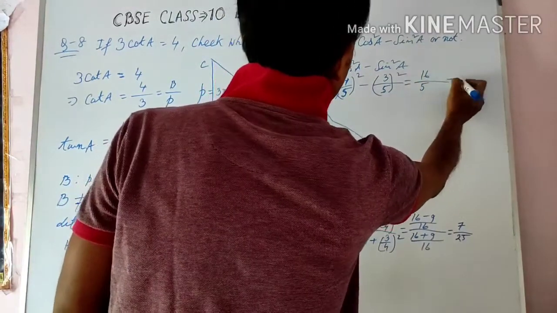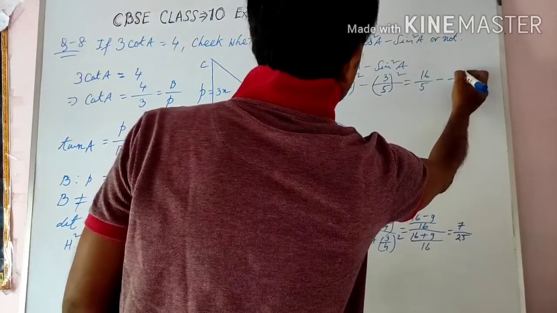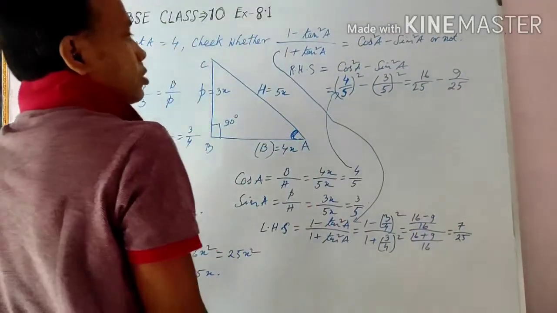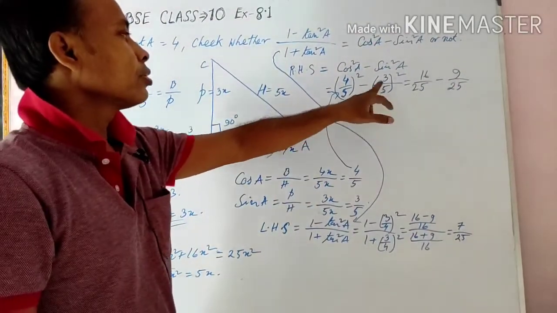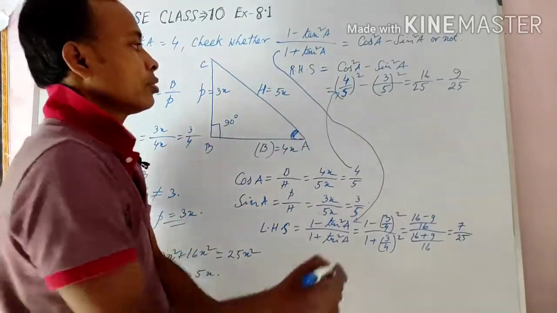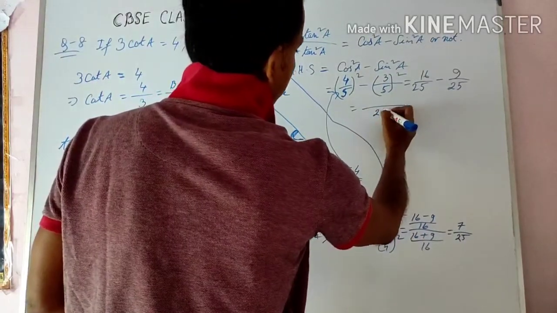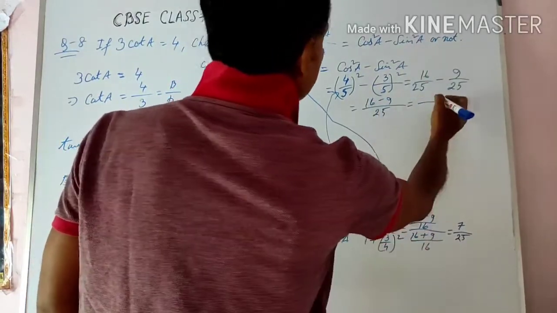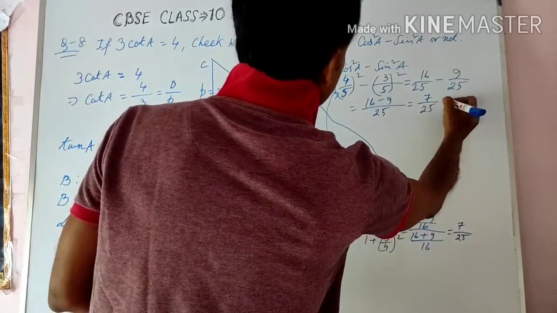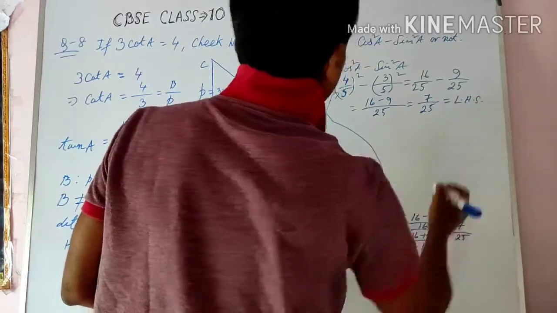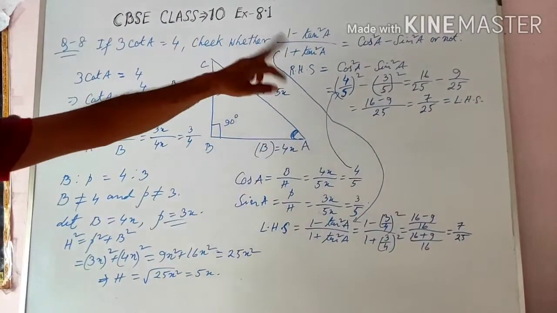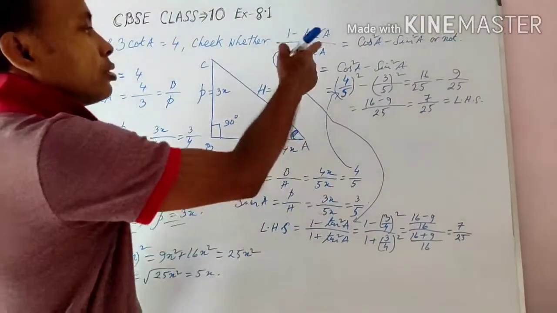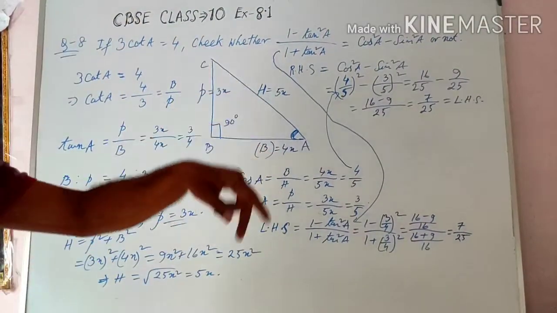Is equal to 16 by 25 minus 9 by 25. 4 square is 16, 5 square is 25, 3 square is 9, 5 square is 25. LCM 25, that is 16 minus 9, is equal to 7 by 25, which is equal to the left hand side. So left hand side is equal to right hand side, that is, (1 minus tan square A) by (1 plus tan square A) is equal to cos square A minus sin square A. That is true.